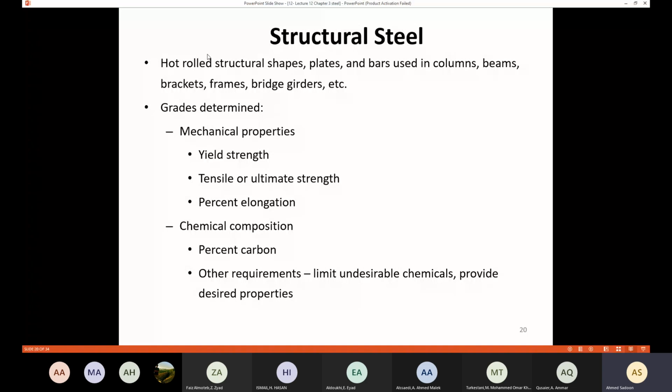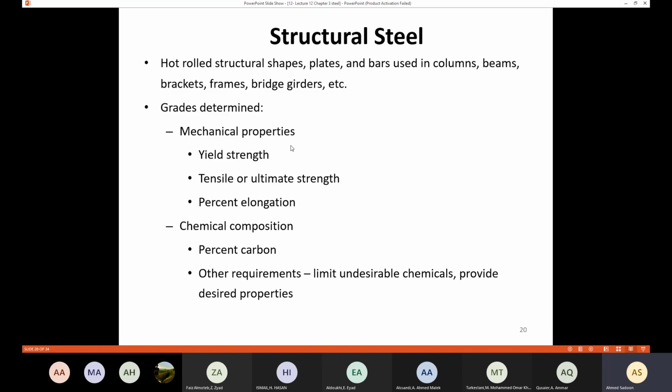But the columns and the beams and all of this, they are graded. We have grades for them. And through the grading, we are going to know the mechanical properties and the chemical composition. So what do we expect in the mechanical properties? In the mechanical properties, we are going to know the yield strength. Remember, the value of the yield strength is the value in the material that differentiates between the elastic and the plastic behavior. And we have the tensile, or the ultimate strength, the maximum strength on the curve, and we have the percentage elongation, how much the steel has been elongated after the failure.